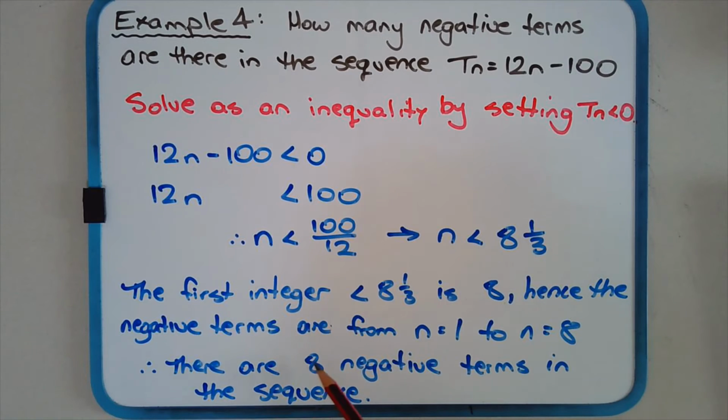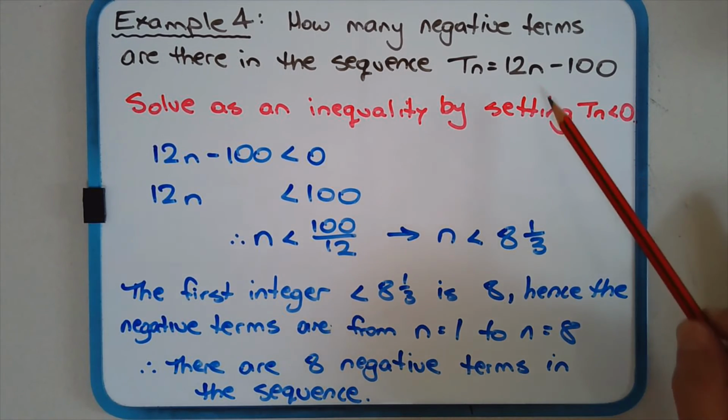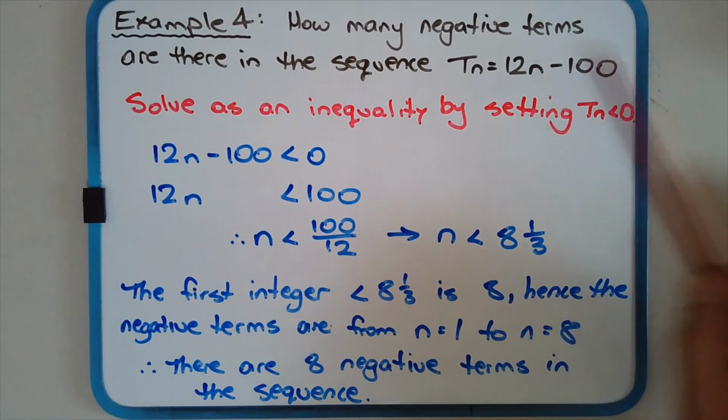Hence, the negative terms are from n equals 1 to n equals 8. So in other words, T1, T2, T3, all the way to the 8th term. So therefore, there are 8 negative terms in the sequence. And you can test this, of course, by substituting in, for example, n equals 1. Of course, you're going to get a negative number.